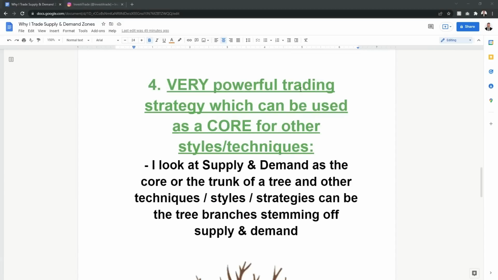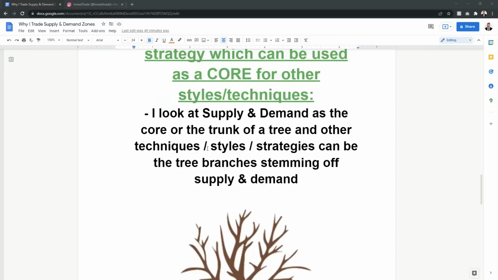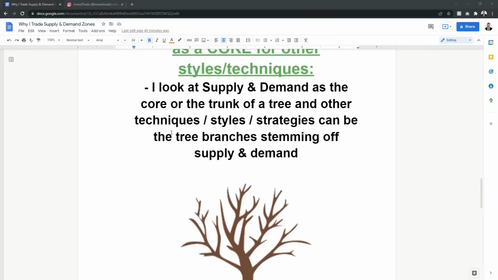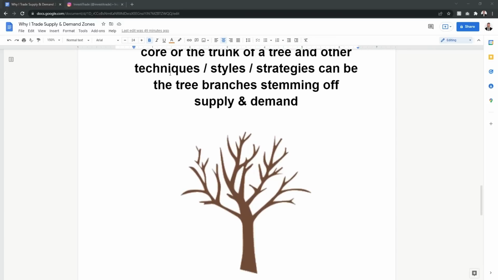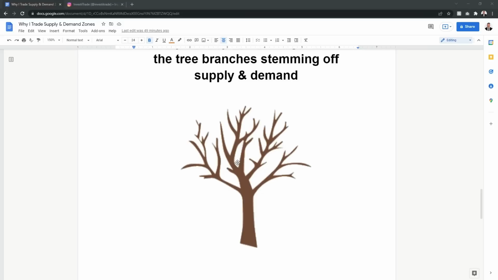The fourth point is very key because supply and demand is a very powerful trading strategy, which could be used as a core for other styles and techniques. Don't think of supply and demand as a strict, sole "I'm only doing this." I look at supply and demand as a core, like a tree trunk, and other techniques or styles could be the tree branches stemming off the tree trunk, which is the core of supply and demand.